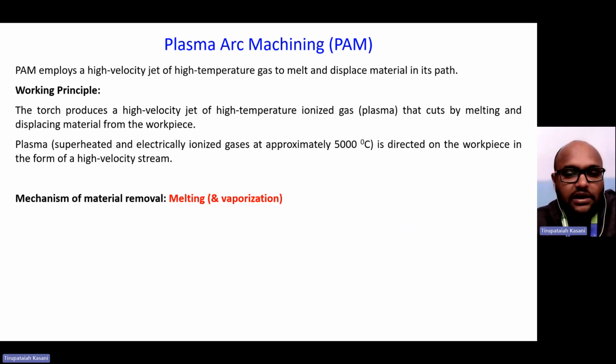Mechanism of material removal: melting and vaporization. As we know already, melting and taking out with the help of melting. Sometimes, depending upon the situation, the material, and the environment, we can select melting and vaporization, or melting and removal of the molten metal. Okay, whatever it may be.